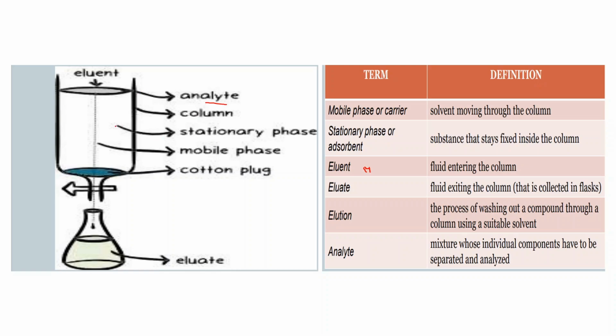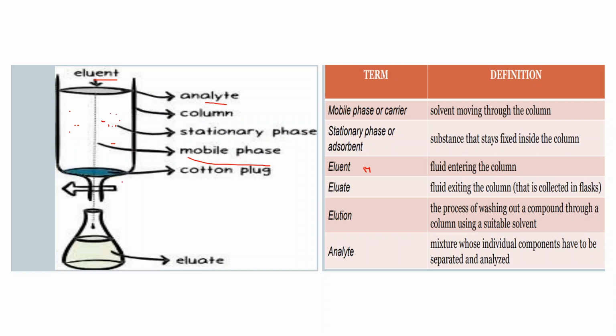Then you have the stationary phase, as a solid or as a liquid. Solid phase is the substance that stays fixed inside the column. Mobile phase is the solvent moving through the column. Outside of the column it is called the eluent, and once it comes into the column and moves, it is called the mobile phase.